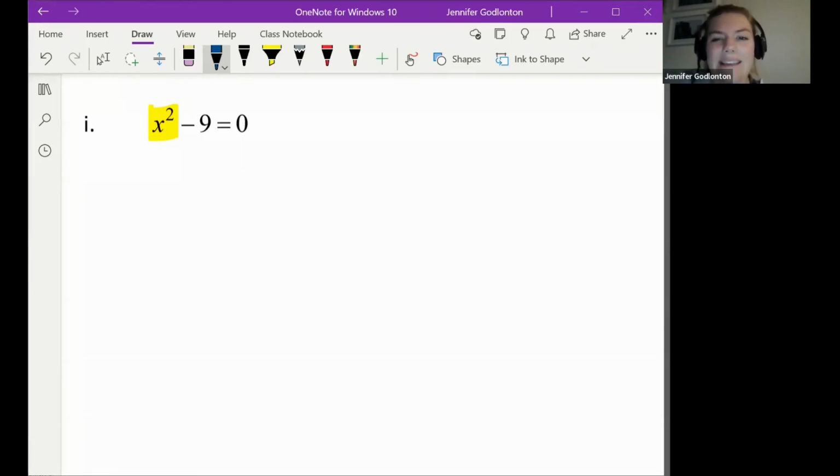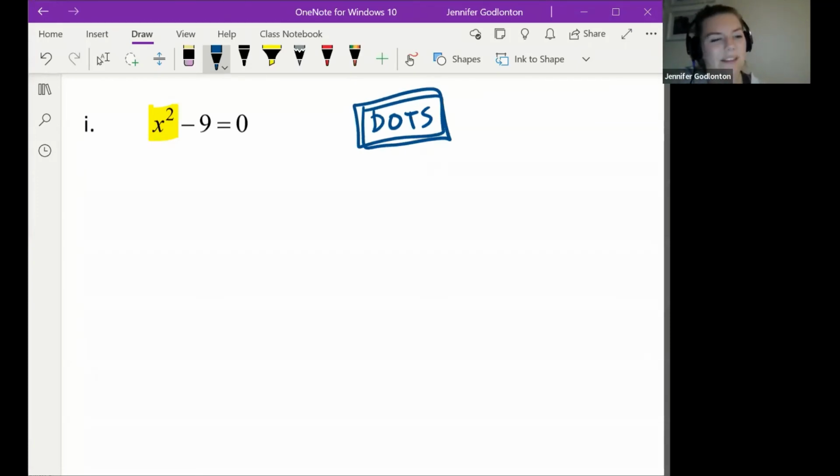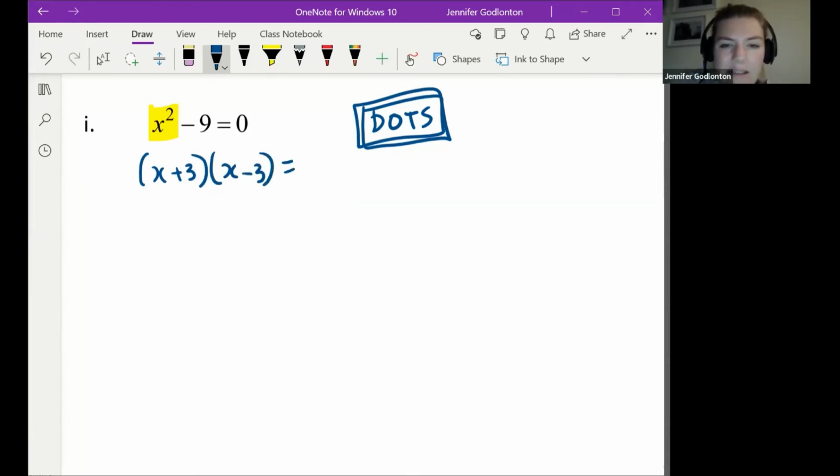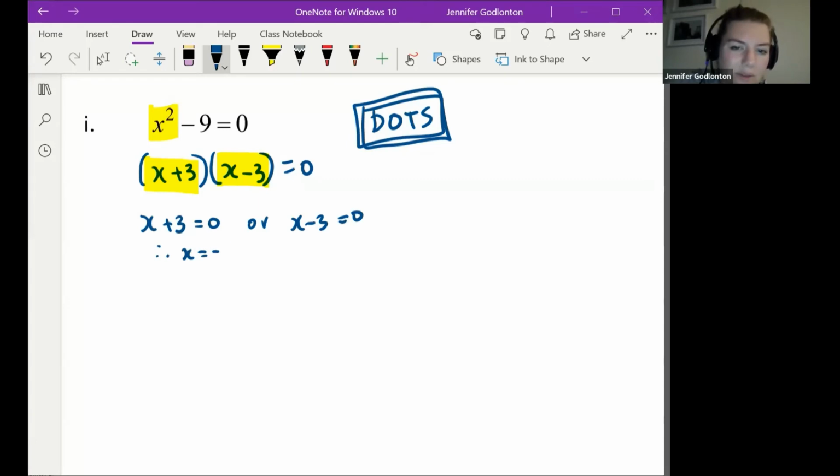Difference of two squares, guys. You are nailing it. So x plus 3, x minus 3 needs to equal 0, which means this equals 0 or that equals 0. So x plus 3 needs to equal 0 or x minus 3 is equal to 0. So x is equal to negative 3 or x is equal to 3. And again, you'll get a mark here for factorizing and then marks for your answers.